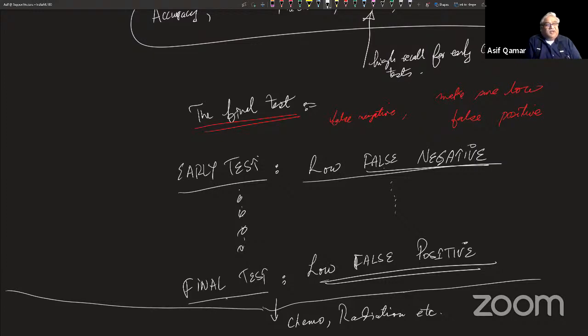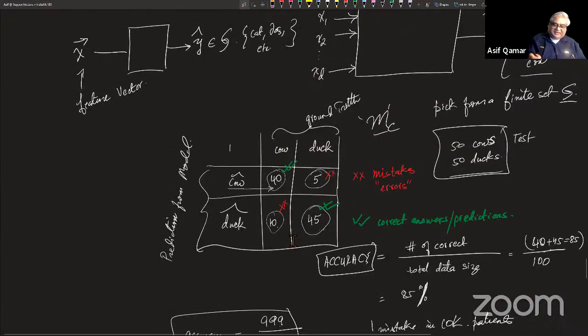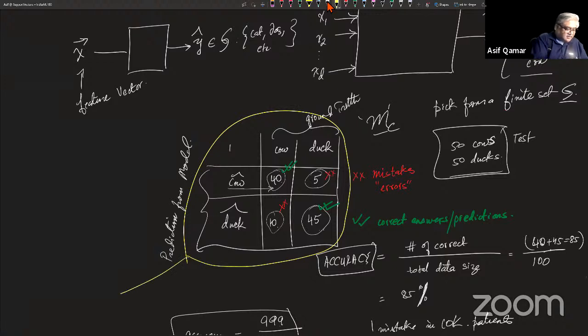And 99.9% accuracy means nothing. Actually, it is far more useless than an early test which has a much lesser accuracy, but has a low false negative rate. That's the lesson that I wanted to bring about. So all of these things can be derived from the confusion matrix. This particular matrix that you saw has a famous name. It is the confusion matrix. So it is like how confused your model gets.